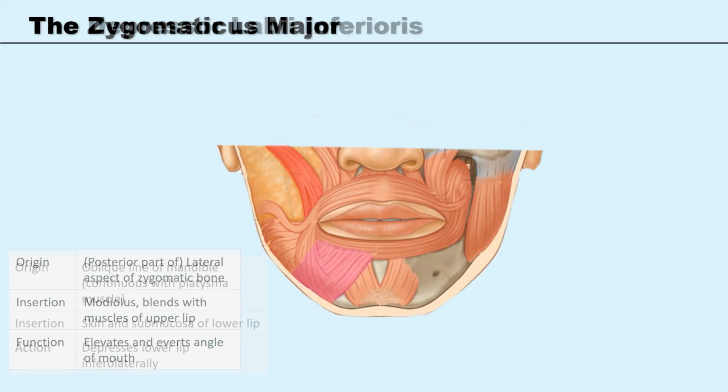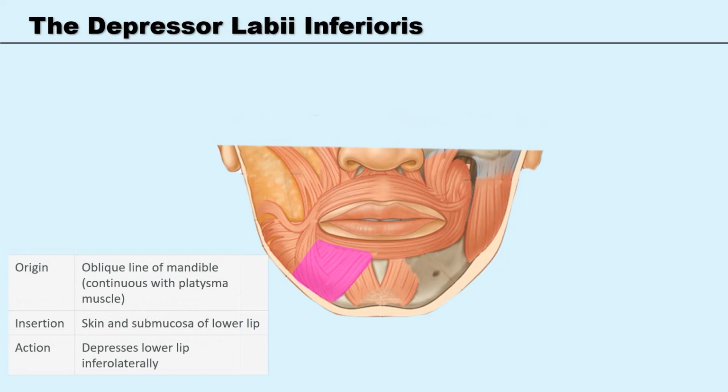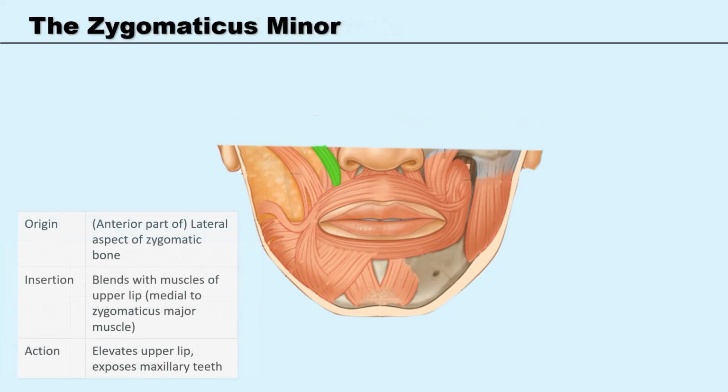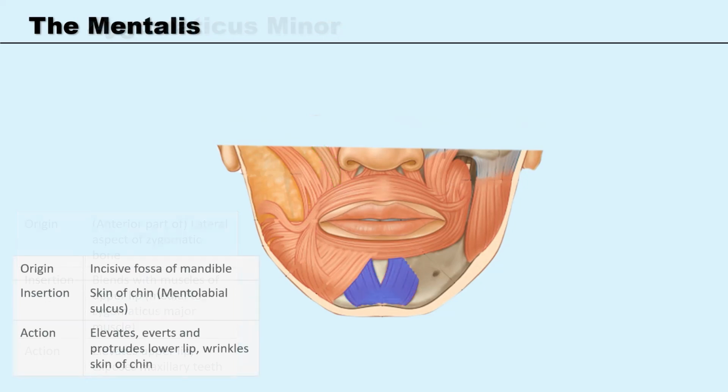Other muscles act to elevate or depress the upper or lower lips respectively. These include the depressor labii inferioris, which depresses the lower lip, the levator labii superioris, which elevates the upper lip, and the zygomaticus minor, which also acts to elevate the upper lip. The mentalis is the sulking muscle. It pushes your lower lip upwards and outwards. Sometimes it's not necessary to remember all of the names of the individual muscles around the mouth, as we can refer to these 7 that we have just covered as dilators of the mouth.